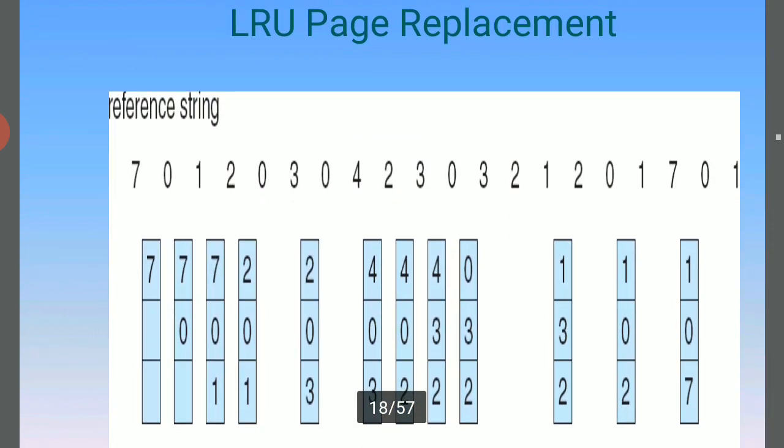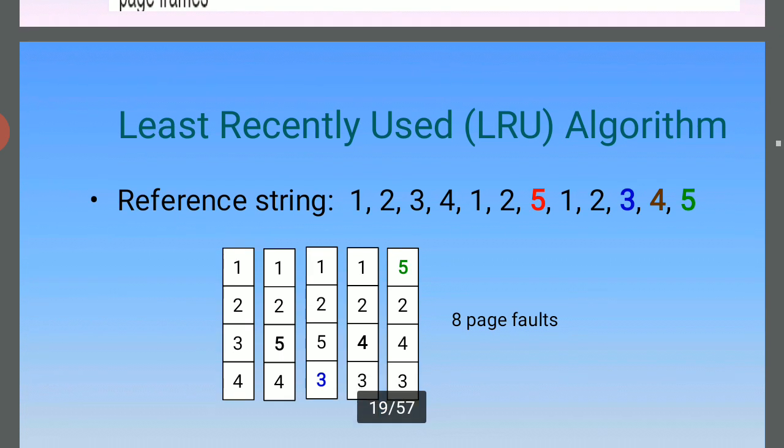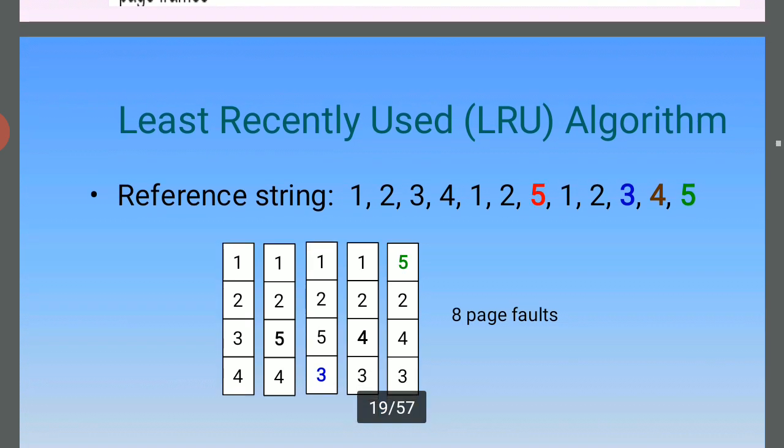In the LRU page replacement, here the reference string is 7 0 1 0 3 0 4 2 3 0 3 2 1 2 0 1 7. So what is the least recently used, LRU, algorithm? Here the reference string is 1 2 3 4 and 1 2 5 1 2 3 4 5, here 1 2 3 4 and 8 page faults.